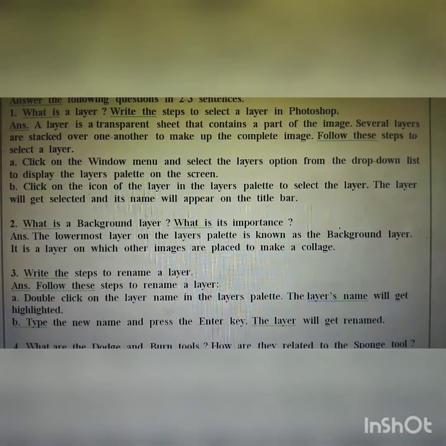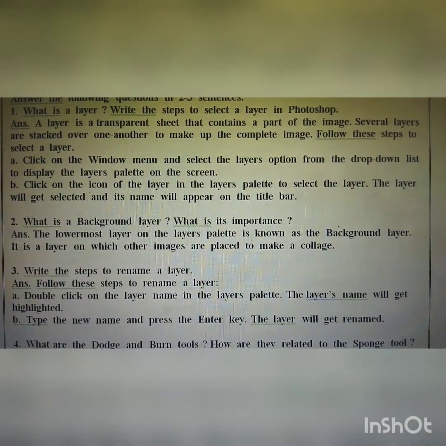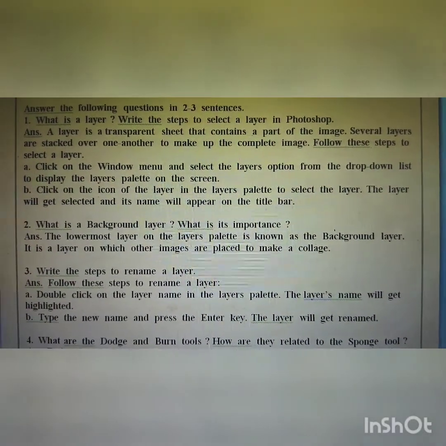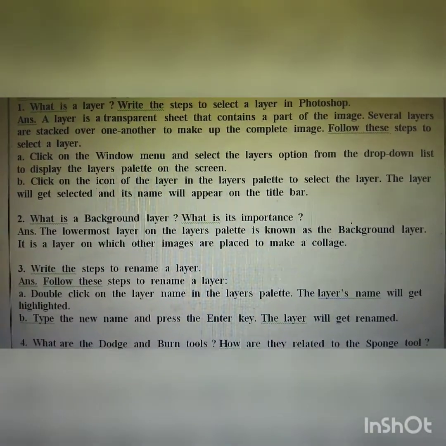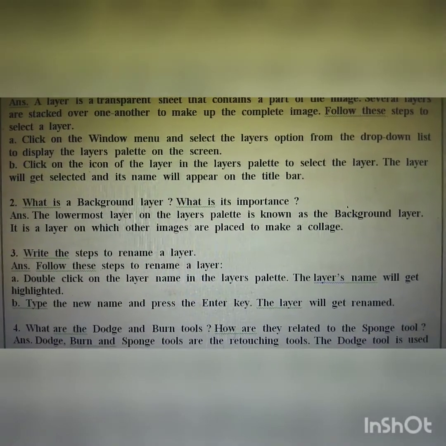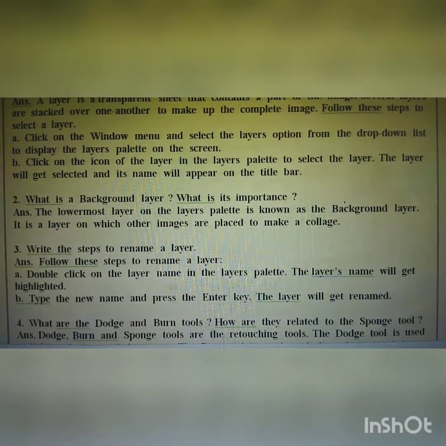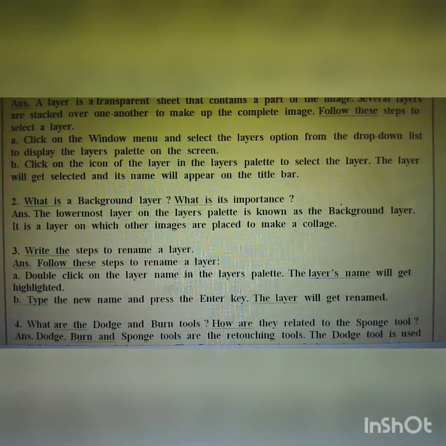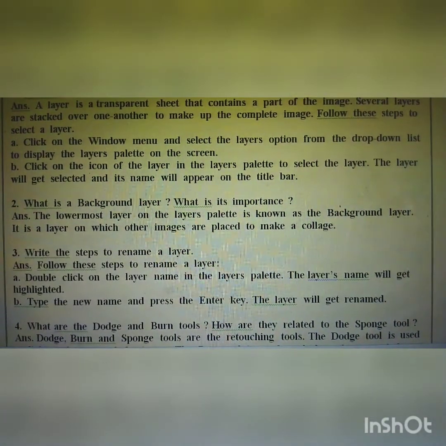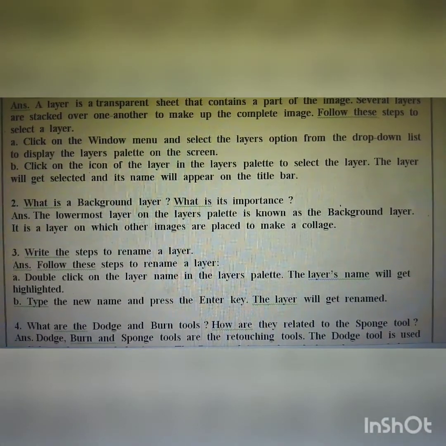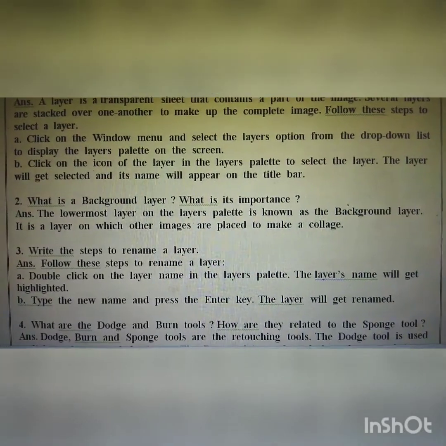Second, what is the background layer? Why is it important? So the lowermost layer on the Layers palette is known as the background layer, and it is the layer on which other images are placed to make a collage. Now next, write the steps to rename a layer. So follow these steps to rename a layer. First, double click on the layer name in the Layers palette, then the layer name will get highlighted. Second, type the new name and press the Enter key. The layer will get renamed.